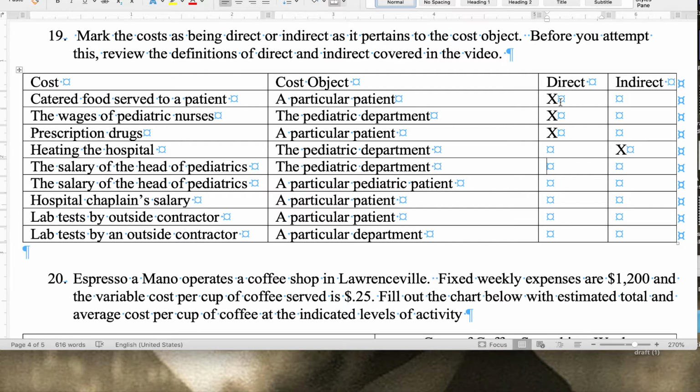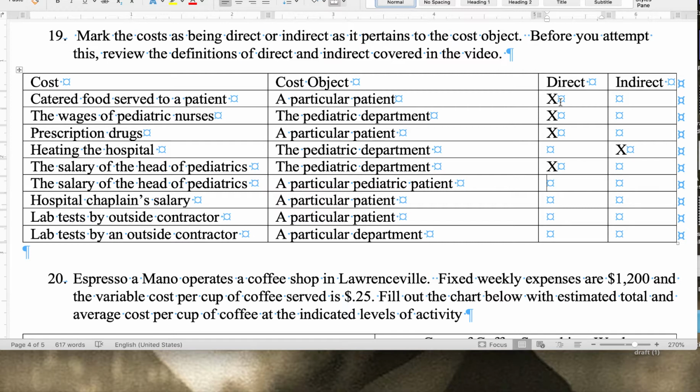Let's look at the next one. The next one says the salary of the head of pediatrics to the pediatric department. Well, yeah, we can definitely easily and conveniently trace the salary of the head pediatric doctor to the pediatric department very easily. So that's direct.